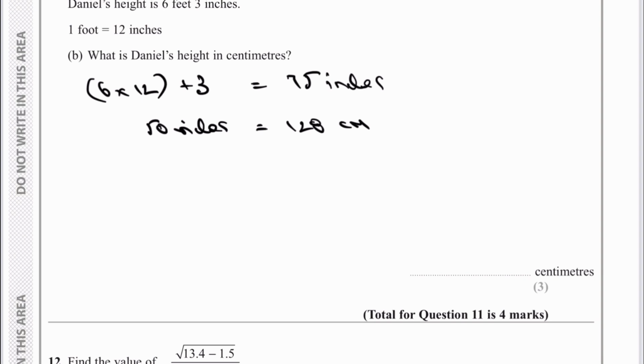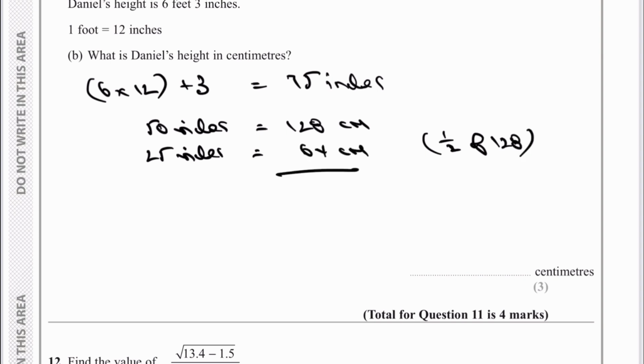Now I do need 75 altogether, so I'm going to divide this in 2. I could go back and take it from the graph if I wanted to. However, I'm going to say that's going to be a half of 128, and that's going to be 64 centimeters. So when I add those two, I'm going to get 192 centimeters, which is the answer to this particular question. Okay, hopefully that's okay for you.